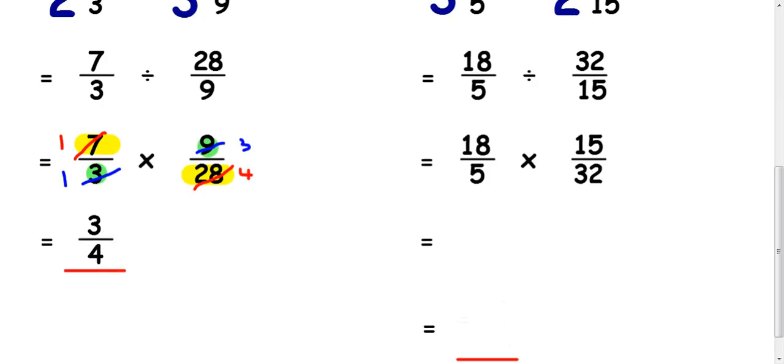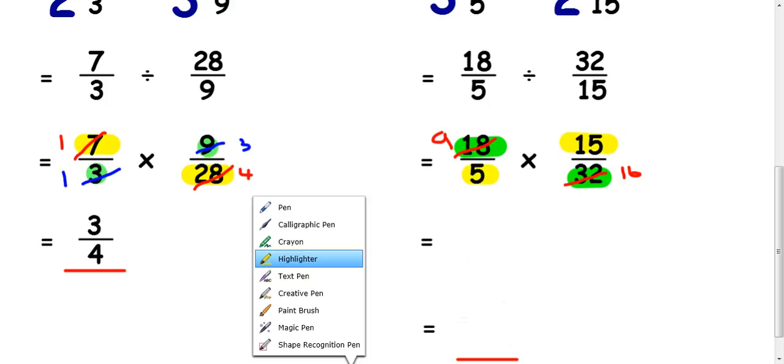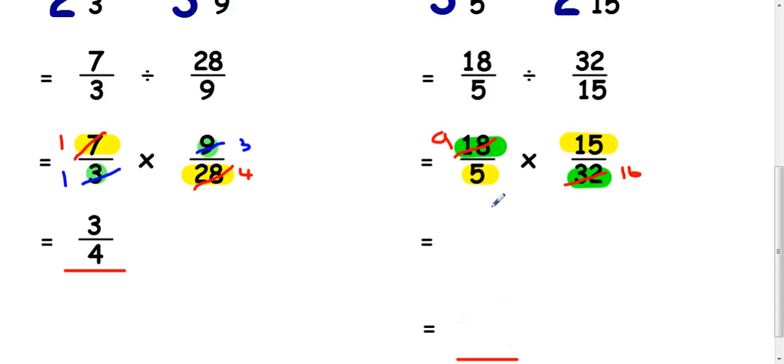Okay, to finish off, what you want to do is look for diagonal pairs in the same times table. Now I know these numbers both divide by 2, so I'm going to do that now. So 18 divided by 2 is 9, and 32 divided by 2 is 16. Look at the 5 and the 15, and I know those two are both in the 5 times table, so I'm going to divide them by 5, that becomes a 1, and that becomes a 3.